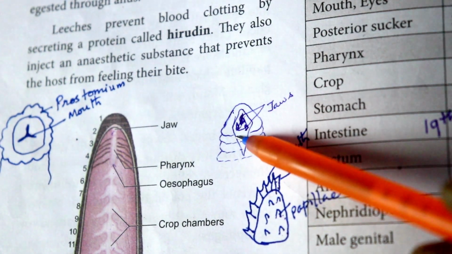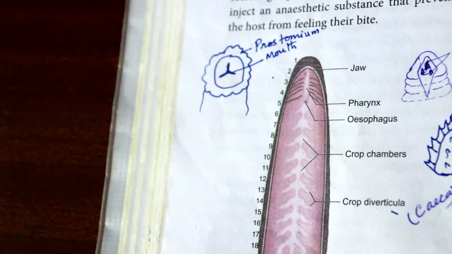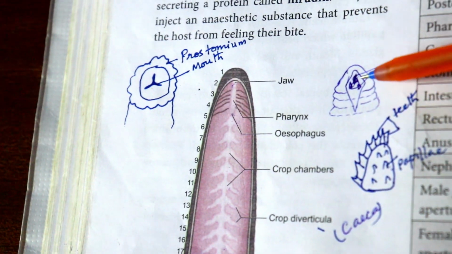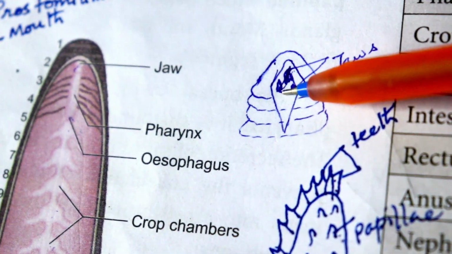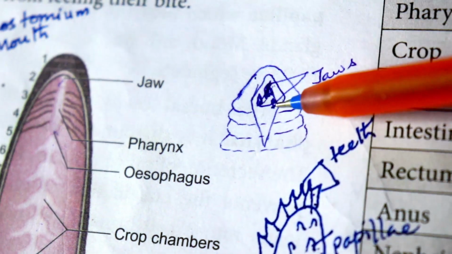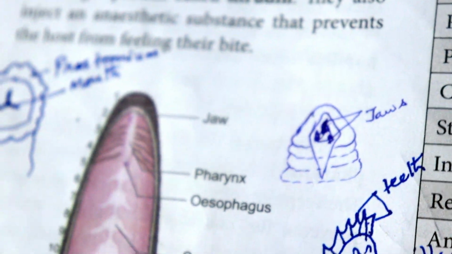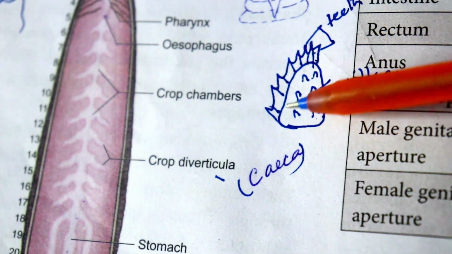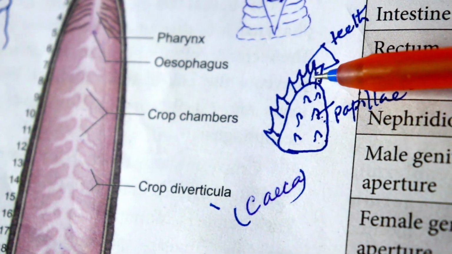got jaws. Okay, I have already told you it is a triradiate. And this buccal cavity, the wall of the buccal cavity, has 3 jaws, children. Now one jaw, just let me explain it here. This is a jaw. It has got a single row of teeth.